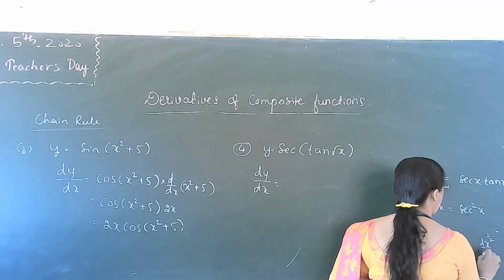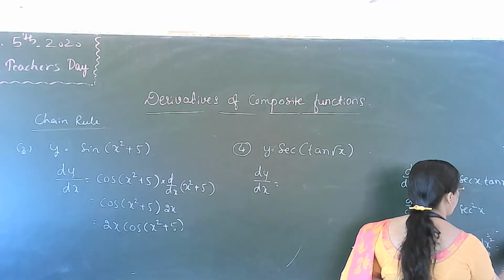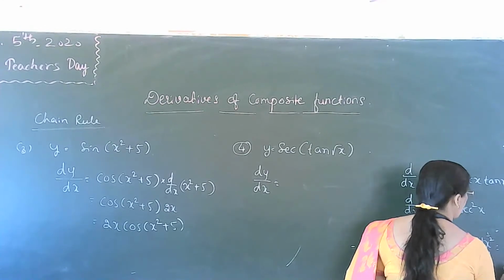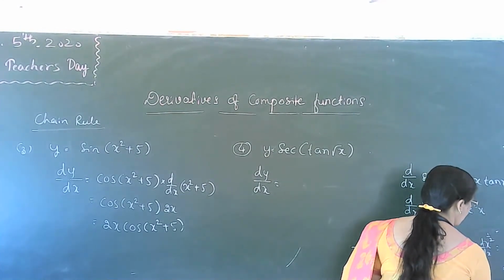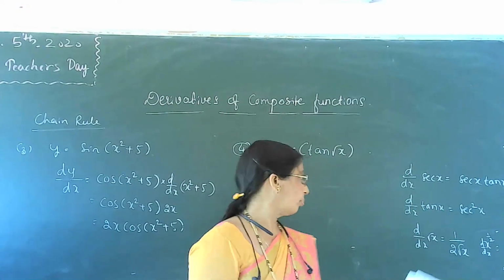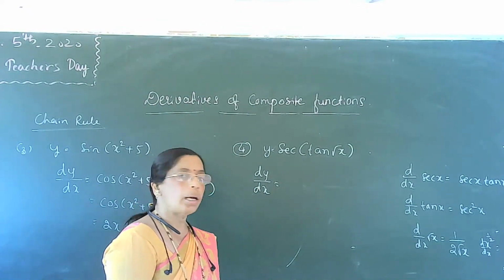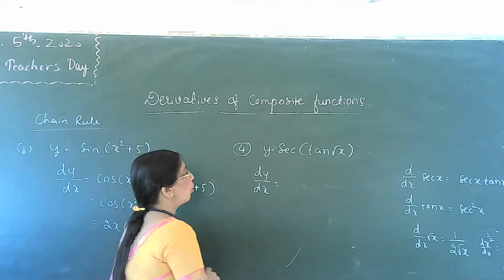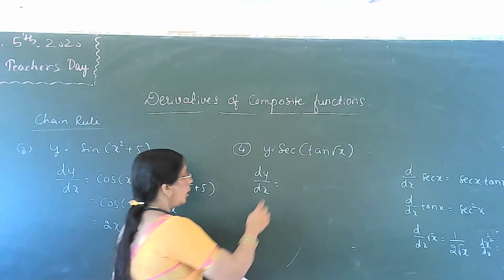because x to the power 1 by 2 gives 1 by 2 into x to the power 1 by 2 minus 1, which is equal to 1 by 2 into x to the power minus 1 by 2, therefore 1 by 2 root x. Recall the derivative of root x. The derivative of root x is 1 by 2 root x. You know all these, then find the derivative of the sec of tan root x.